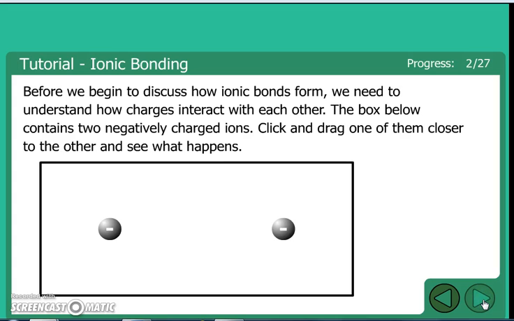Okay. Before we begin to discuss how ionic bonds form, we need to understand how charges interact with each other. The box below contains 2 negatively charged ions. Click and drag one of them closer to the other and see what happens. Okay, so I'll be doing that for us. Okay, now you can answer question number 2.